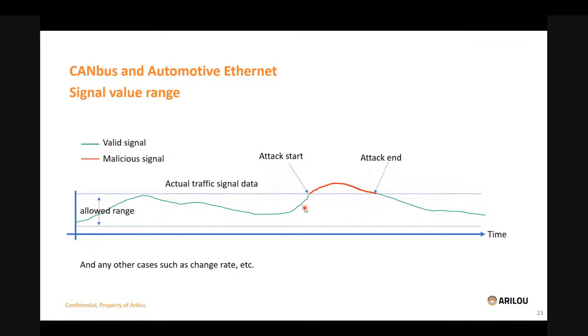We can look at relations, correlation, and things like this. So this is way beyond deep packet inspection. It's looking at content, deep content inspection, and it's quite complex to analyze.